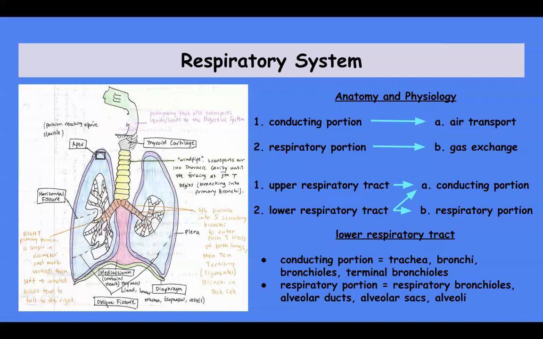But the reason why it is also considered a respiratory portion is, as we've identified, respiration, right? Gas exchange. Once we enter the lower respiratory tract and we get deeper and deeper and we start getting into the respiratory bronchioles and the alveolar ducts and the alveolar sacs and then the individual alveoli, that's where gas exchange is going to occur. And we're actually going to take a closer look at that when we look at an image of lung tissue. Any questions on this before we move on?